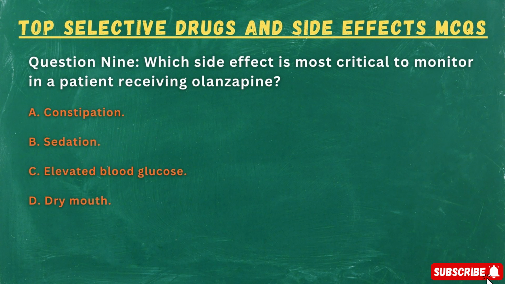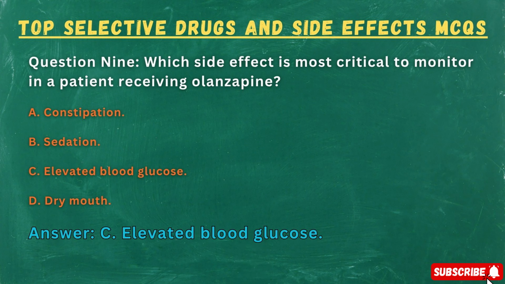Question 9. Which side effect is most critical to monitor in a patient receiving olanzapine? A. Constipation. B. Sedation. C. Elevated blood glucose. D. Dry mouth. Answer: C. Elevated blood glucose.